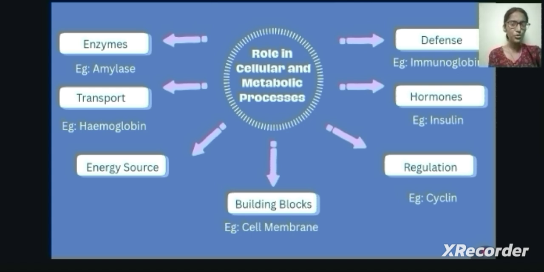Then we have building blocks. Protein is used to build many other material as well. Then we have regulation. Proteins are involved in regulating gene expression. Example, we have cyclin which is responsible for regulating cell cycle. Hormones which are chemical messengers are also proteins. Example, insulin which is needed to regulate blood sugar. Then we have defense in which involves immunoglobulin which is an antibody which can fight against foreign invaders.